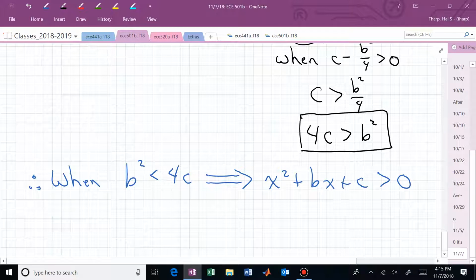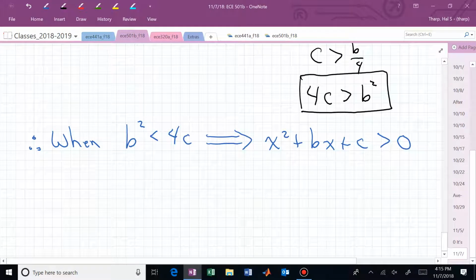And when was that complex? When that was less than 0, or now when b squared was less than 4c. And that's what we have here. And that means that we don't have any zeros or any real crossings of 0 in that x squared plus bx plus c. So it's bigger than 0.